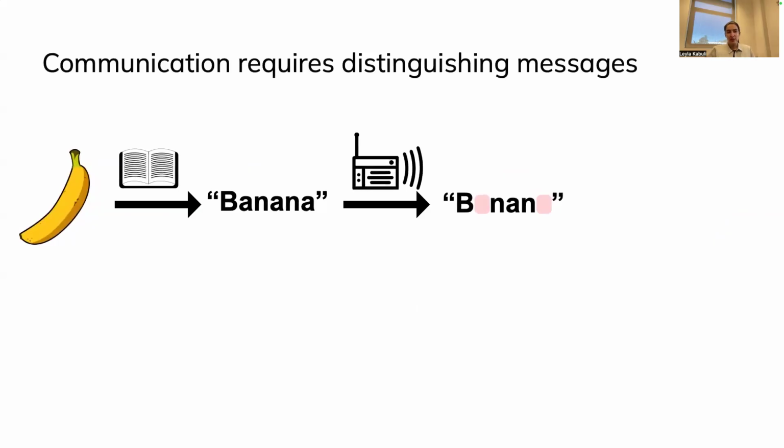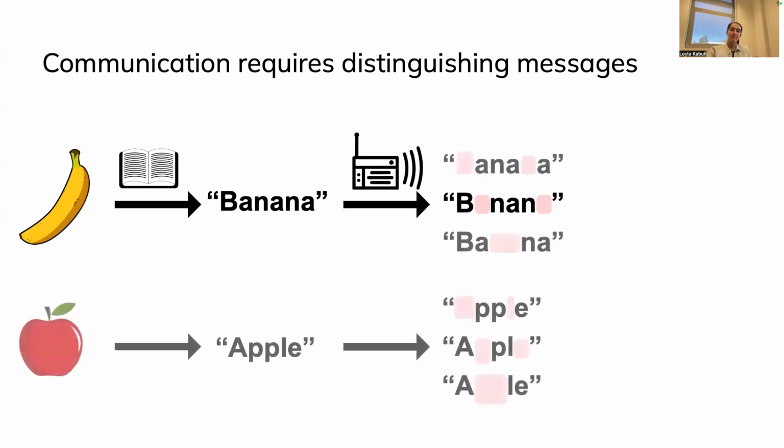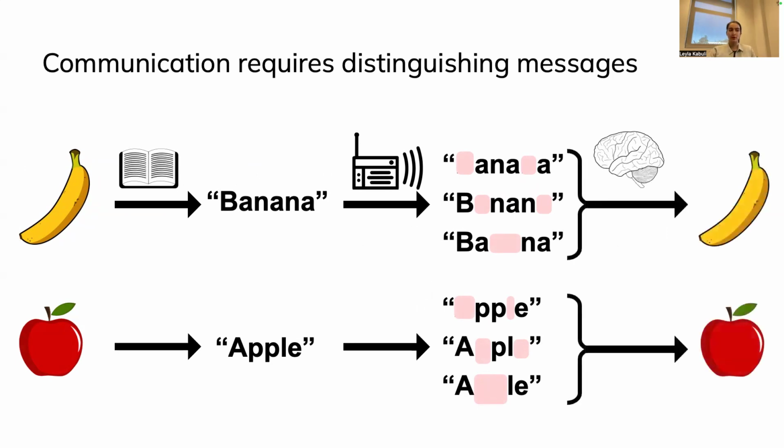Now, reliable communication requires that the listener can correctly identify the word even though there's distortion. And reliable communication also requires that the distorted versions of different words that are communicated won't be confused with each other. So in this case, it works well because the two English words for these fruits are so different that even their distorted versions are distinguishable and they can be correctly processed.